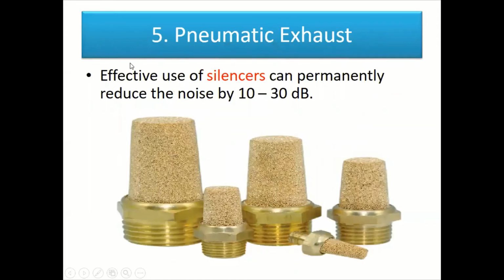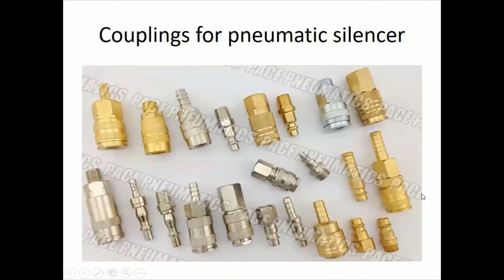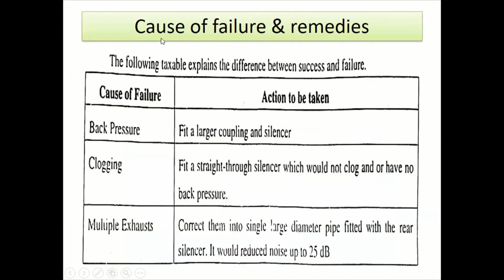Then pneumatic exhaust. Effective use of a silencer can permanently reduce the noise by 10 to 30 dB. This is the picture image of the pneumatic exhaust. This is the coupling of the pneumatic silencer. These are the images. So, causes of failure of the remedy. The following table explains the difference between success and failure.